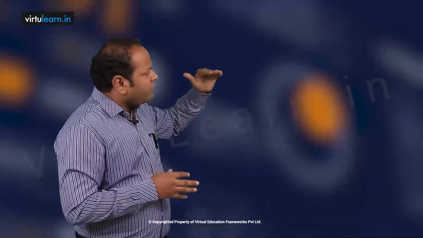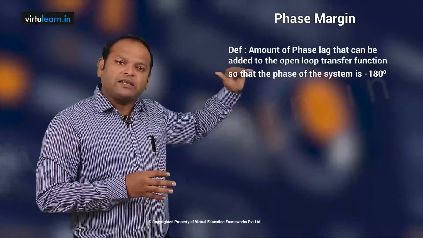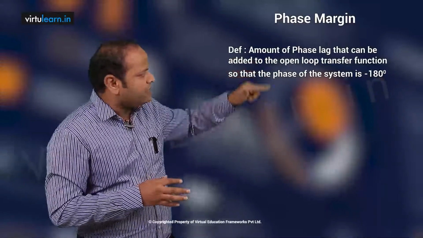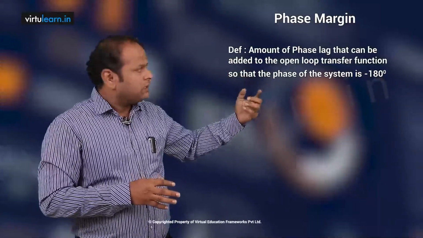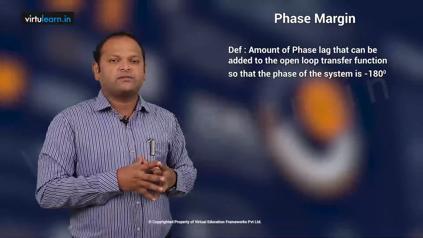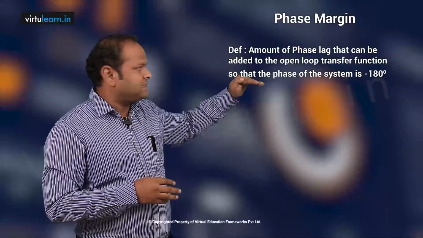Similarly, we have phase margin. So what is a phase margin? The amount of phase lag that can be added to the open loop transfer function, or that can be added within the loop, so that the phase of the system is equal to minus 180 degrees, which means the system will be at the verge of instability.